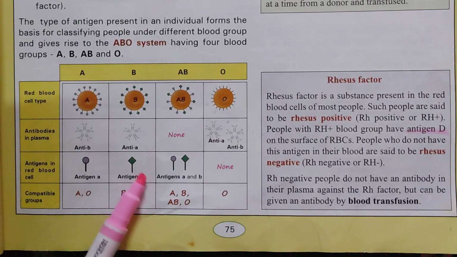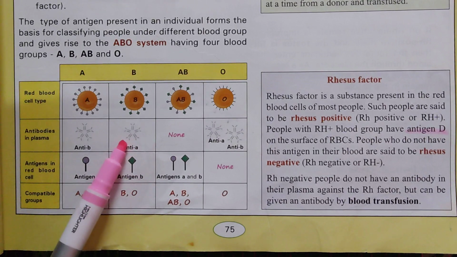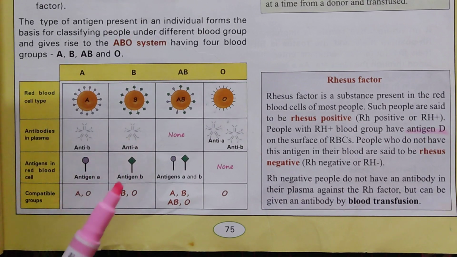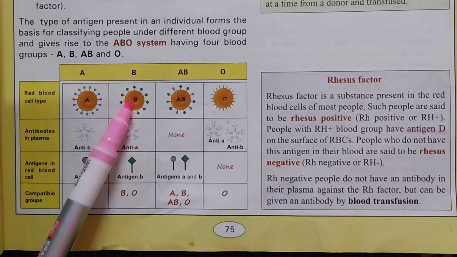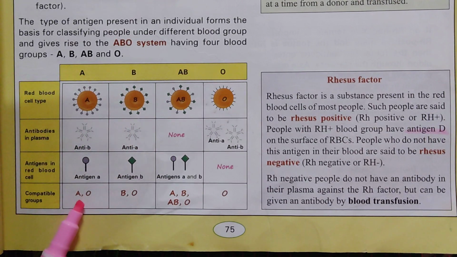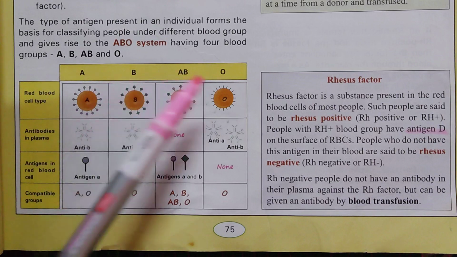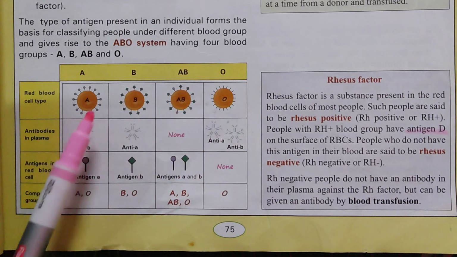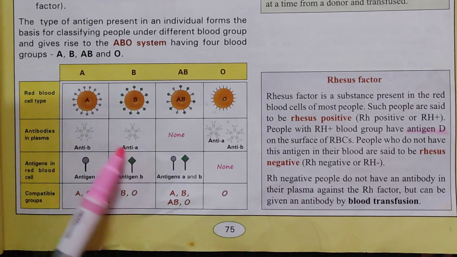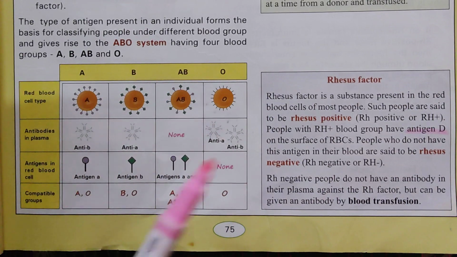So it has antigen B and antibodies against A. And the compatible groups, because it is B, so B can transfer its blood to B, and O. O is not having any antigen, which is A or B. That's why it is compatible with all the blood groups.